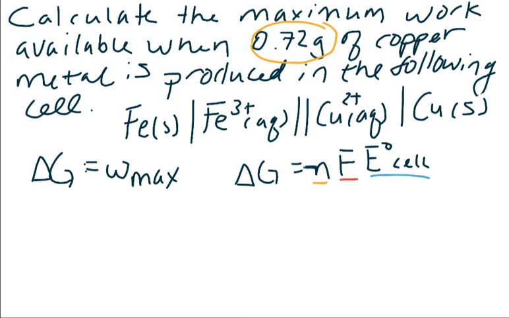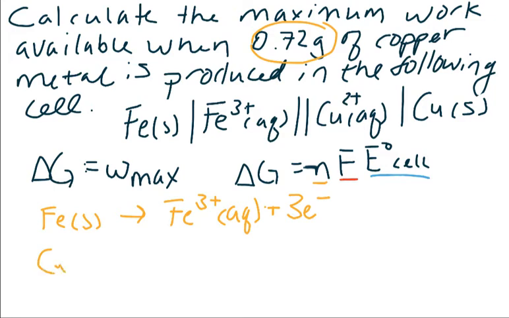First we want to write the half reactions. So iron is turning into iron 3 plus. We want to balance that by adding 3 electrons. And copper ions are turning into copper metal. We need to balance that by adding 2 electrons.